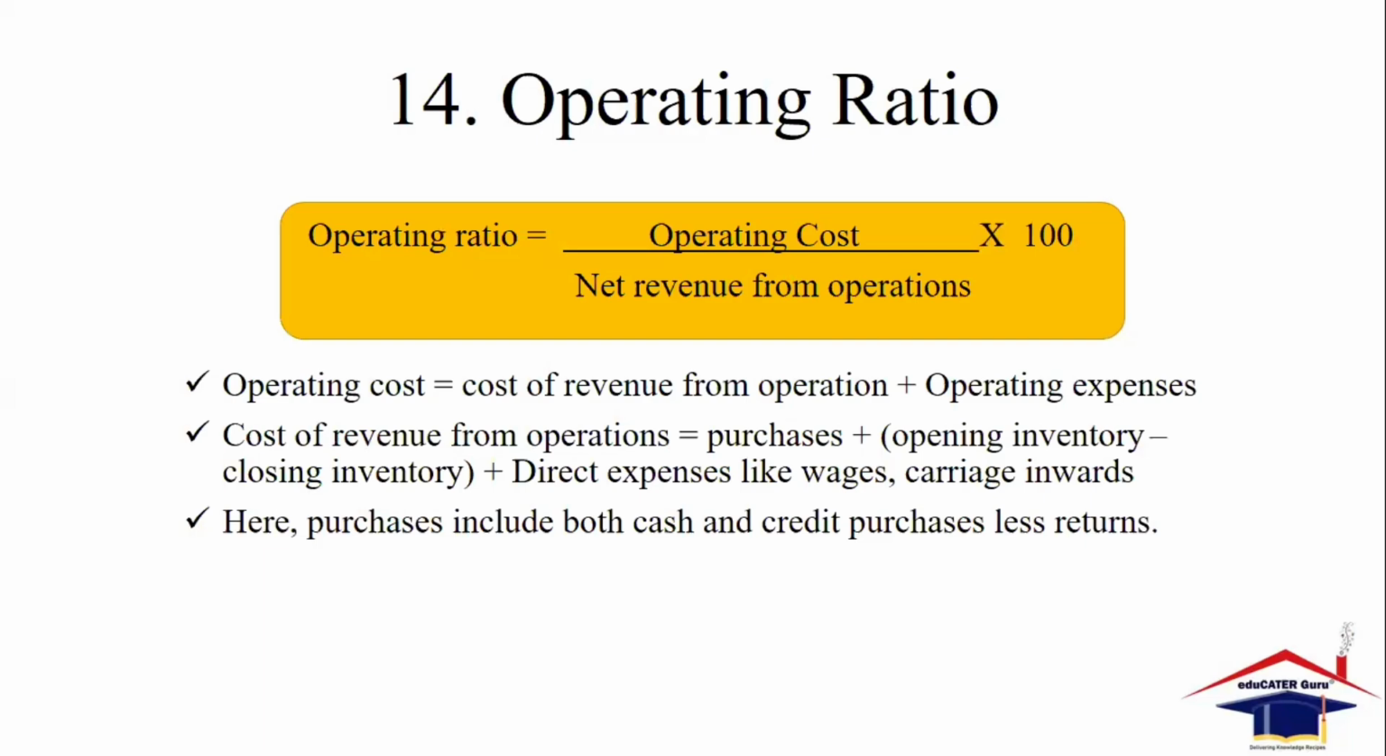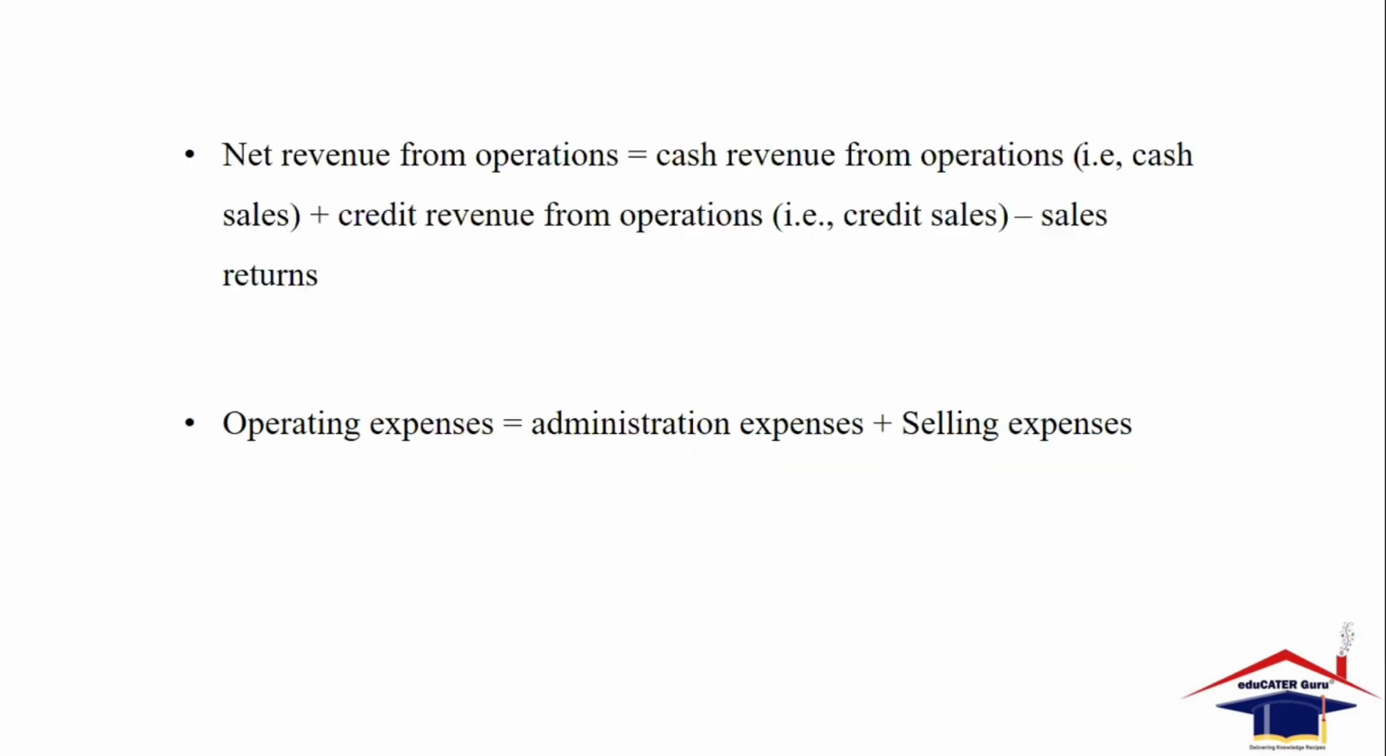So what all things are added in cost of revenue from operations? It is very simple. Purchases, then opening inventory, then direct expenses like wages and carriage inwards, and you have to deduct the closing inventory. This is the cost of revenue from operations. And here, the main thing is the purchase consists of both cash and credit purchases. You have to consider both the purchases and deduct the returns or excise duty, if any, in the question.